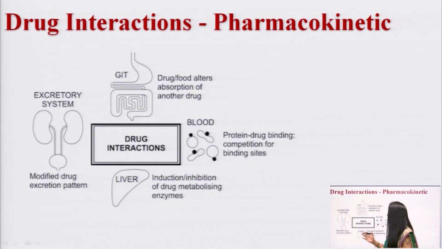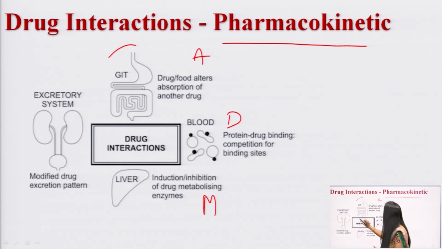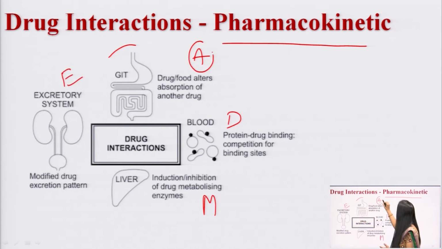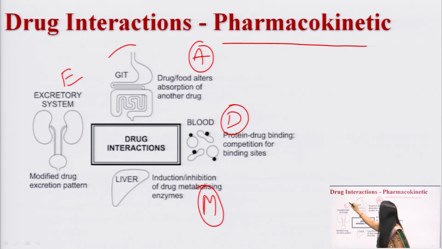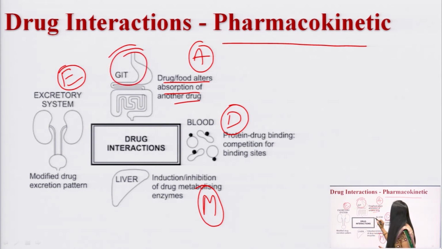So, this is a chart where you can see the pharmacokinetic drug interactions. Pharmacokinetic drug interaction, which you can call ADME: absorption, distribution, metabolism and excretion. Absorption you can see in the GIT, where a drug or food alters the absorption of another drug. If you are taking the drug with fruit, it will definitely alter the absorption of the other drug, which happens in the GIT. Second one is distribution, which you can see with the blood. Here, depending upon the drug binding, one drug is going to displace another drug, and according to that the action will be increased or decreased.